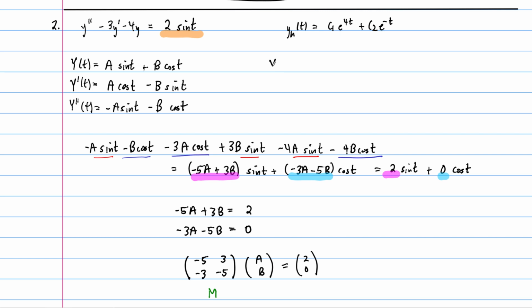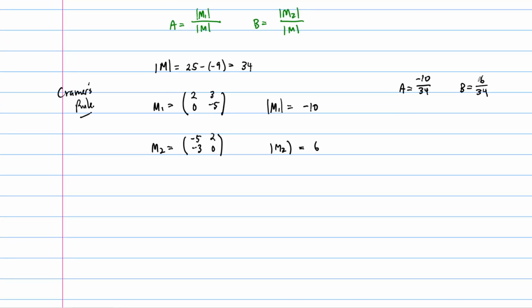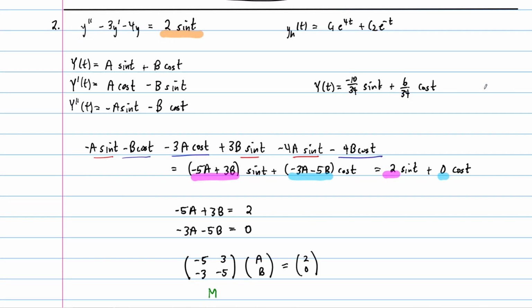So we can come back up here and write that y of t is going to be negative 10 over 34 times sine of t plus 6 over 34 times cosine of t. So that is the non-homogeneous part of our solution. Just make sure we copied them right: negative 10 over 34, 6 over 34.